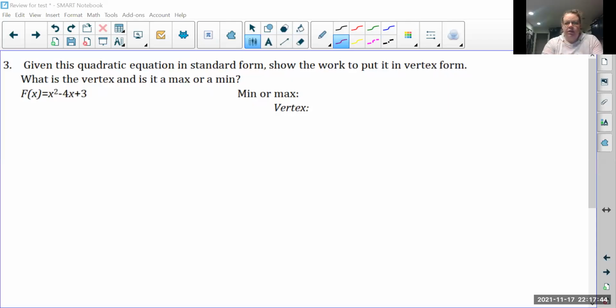Okay, so question number 3. It says, given the quadratic equation in standard form, show the work to put it in vertex form. And then it asks what's the vertex and then to the max or min. So here's our equation. We want to put it in vertex form.